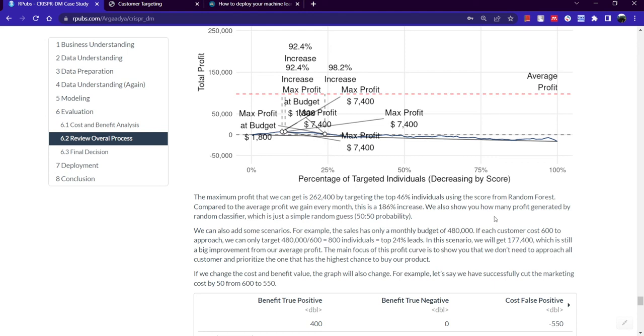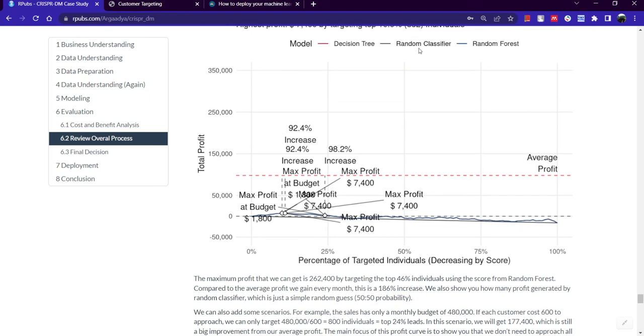We also show you how much profit is generated by a random classifier, which is just simple random guessing. Okay, so in addition they also look at what happens if you have just a classifier doing random guessing, with 50% probability of considering a customer as potential or not. Okay, so the random one is here, pinpointed by this gray line.